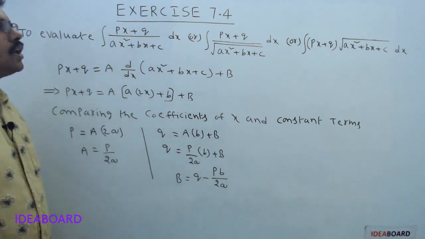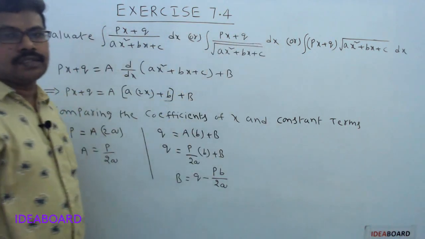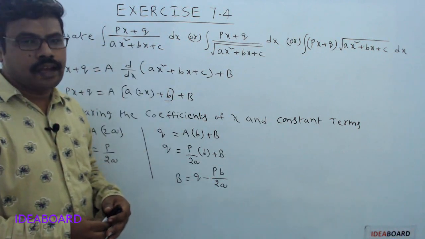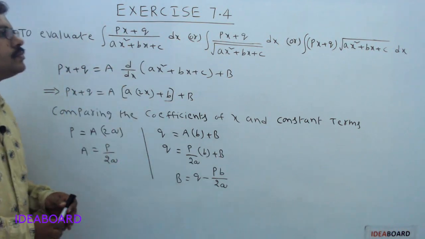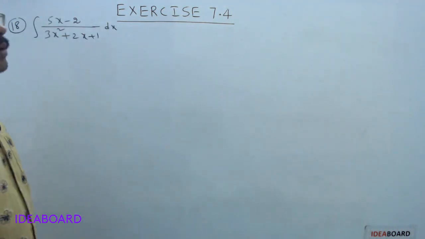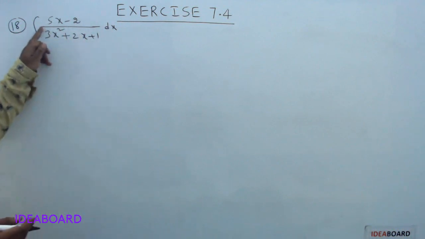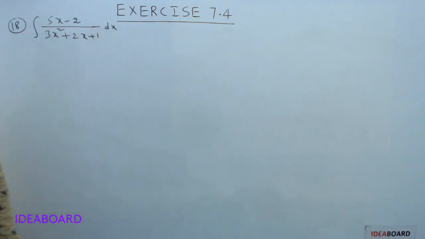So this is the procedure to evaluate the integrals in any one of these three forms. If you solve some problems on this model, you will get a clear idea. Now let us discuss a few problems on this model. Now see the problem: integral of (5x − 2) divided by (3x² + 2x + 1) dx.